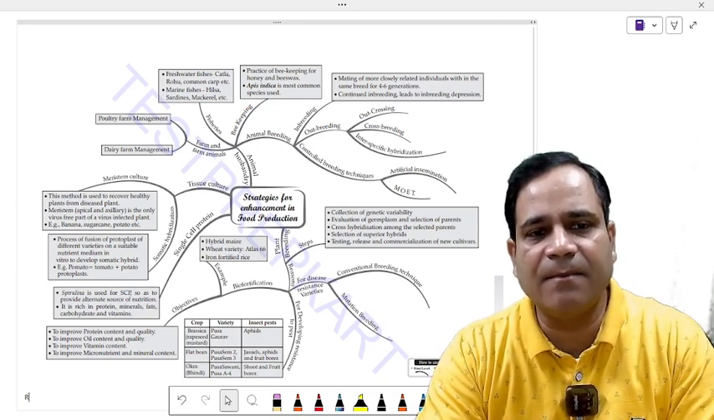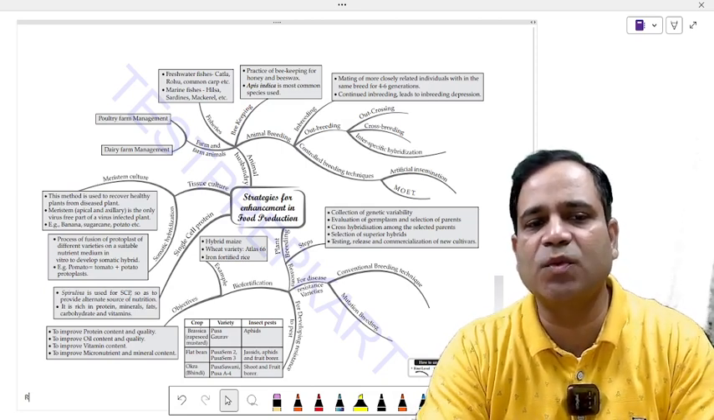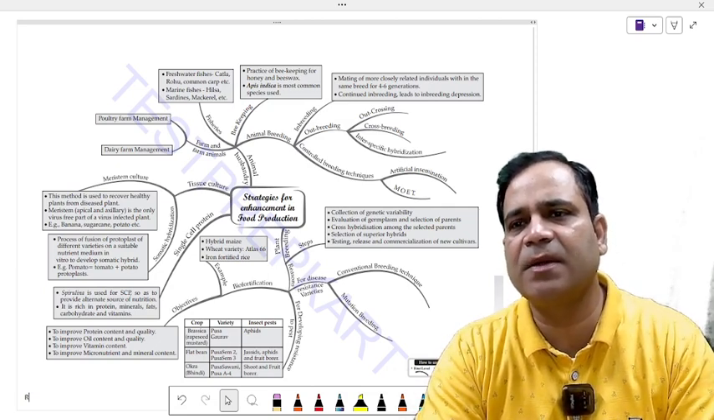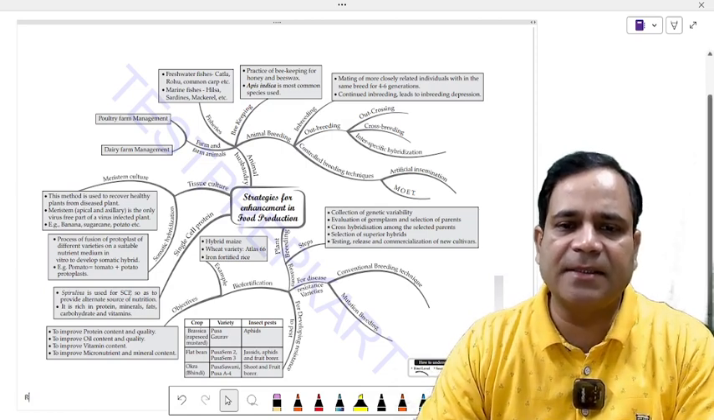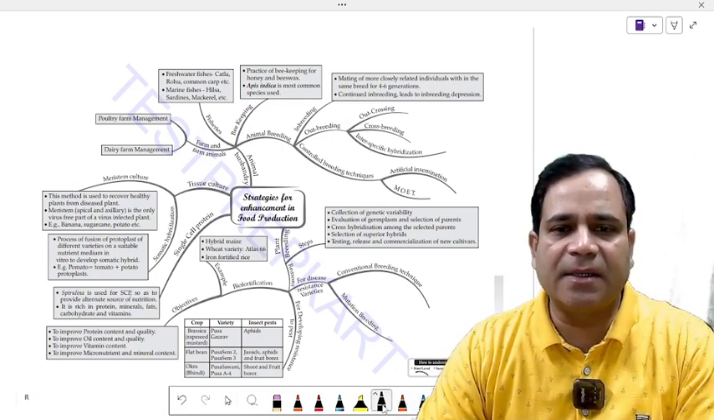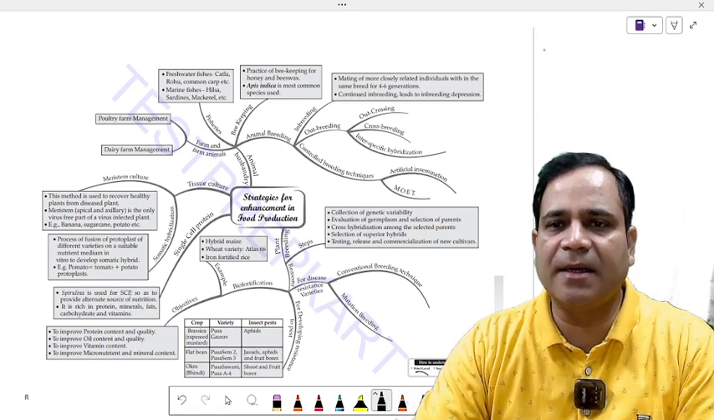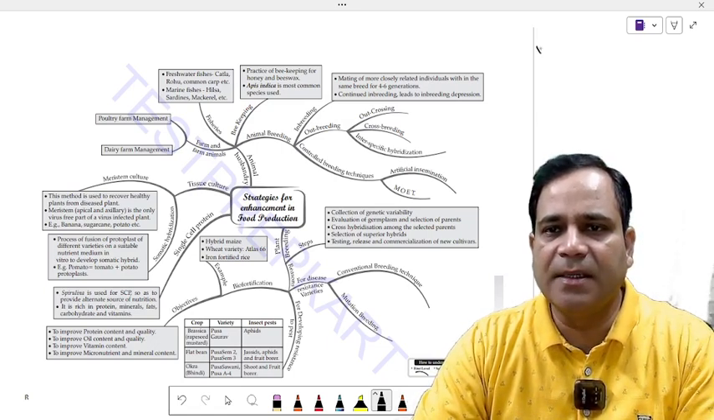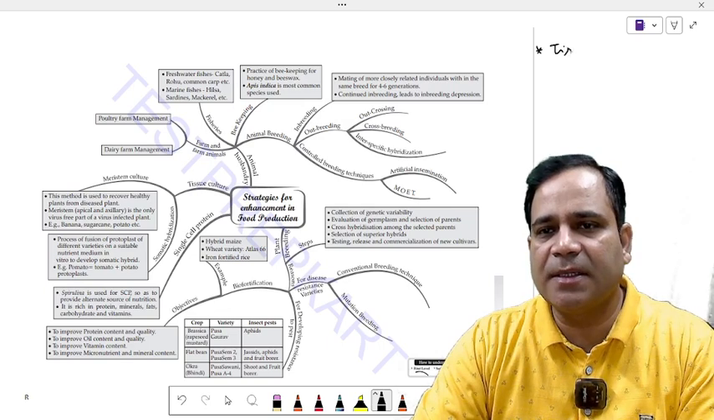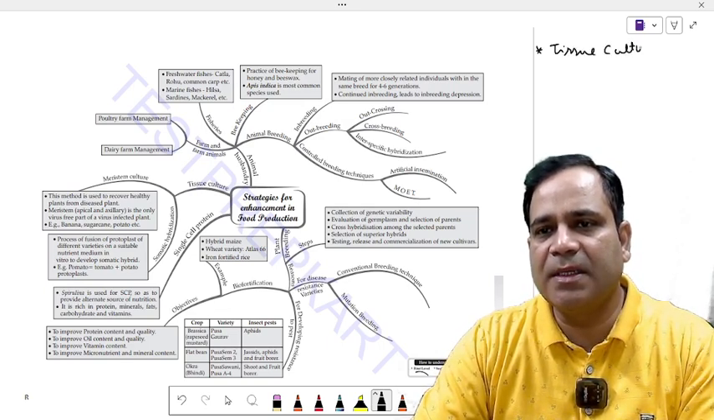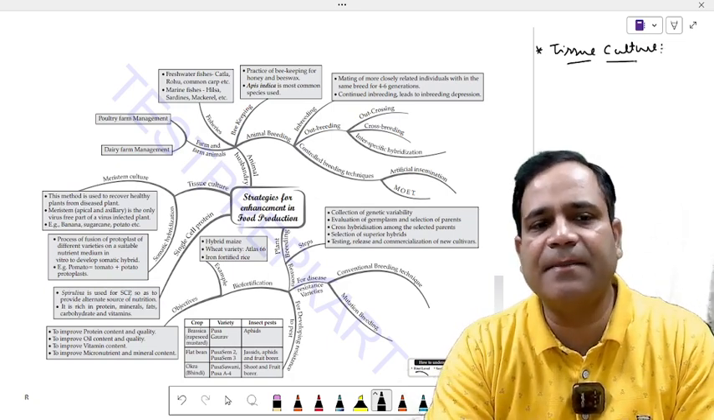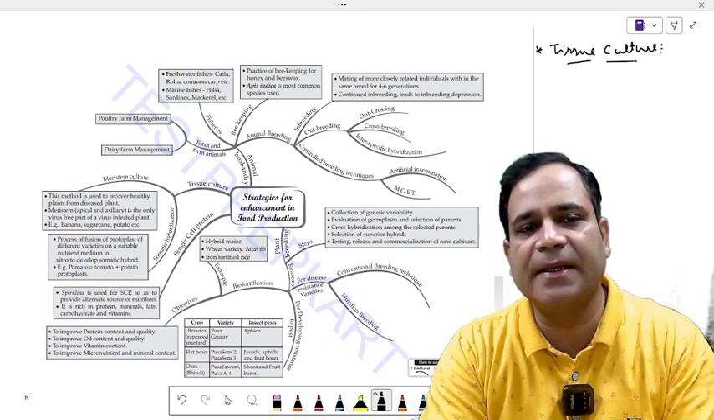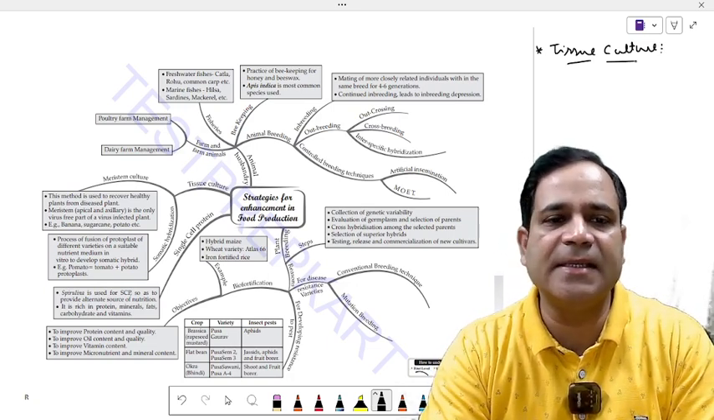The first thing that is very important to understand is tissue culture. If anybody asks you about the term tissue culture, what will you say? Let's see, I'm going to write here the term tissue culture. If I'm saying the term tissue culture, it means this is the method that is used to recover healthy plants from diseased plants.